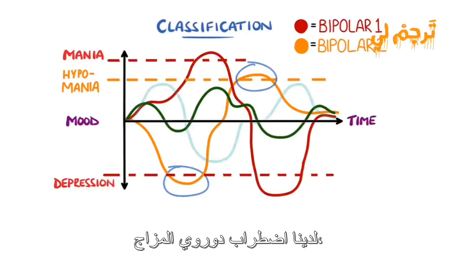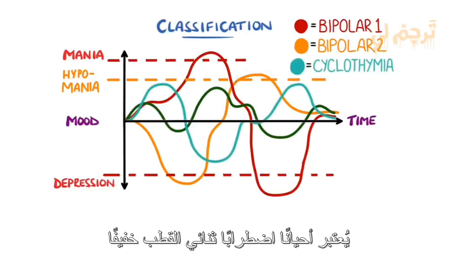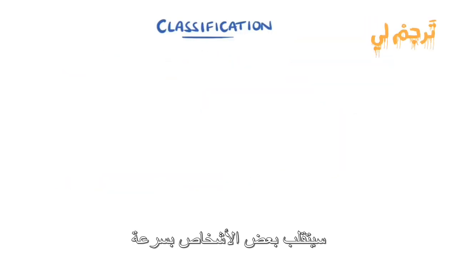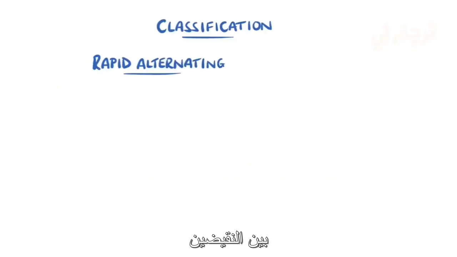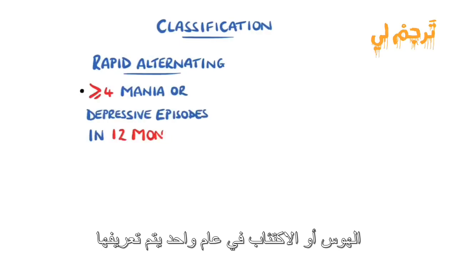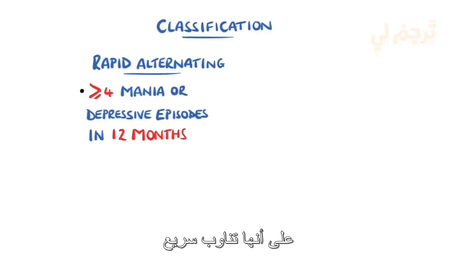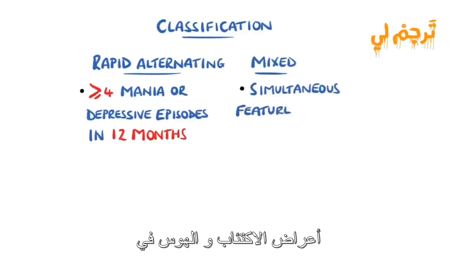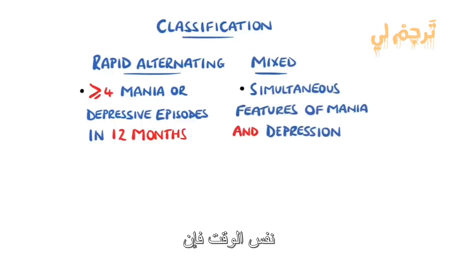Then we have cyclothymic disorder, sometimes considered as mild bipolar disorder, where there are depressive and hypomania-like episodes that do not quite meet the criteria for major depressive episodes or hypomanic episodes. Some people will fluctuate quickly between the 2 extremes, with 4 or more episodes of either mania or depression in 1 year defined as rapid alternating, while some can experience both depressive and manic symptoms at the same time.